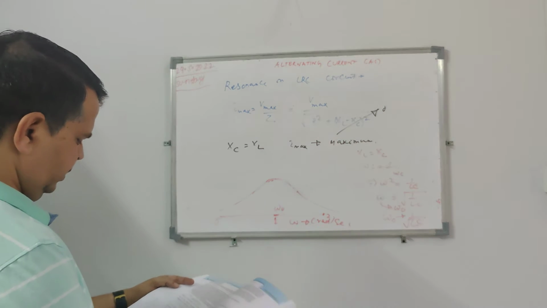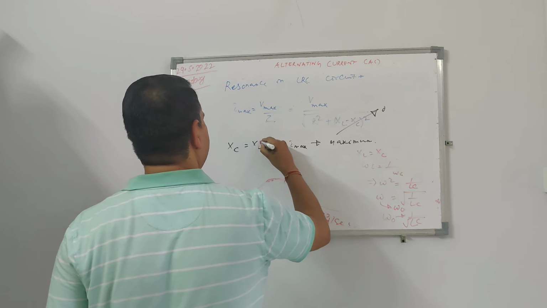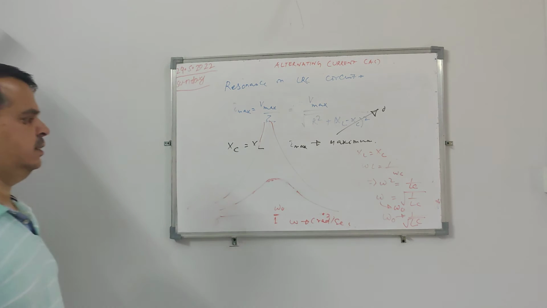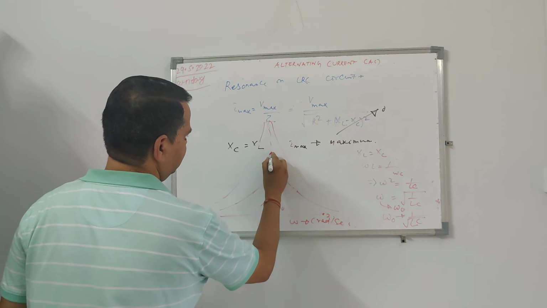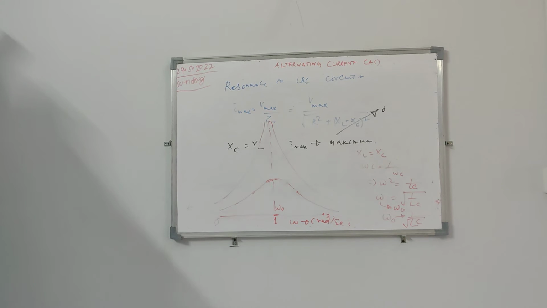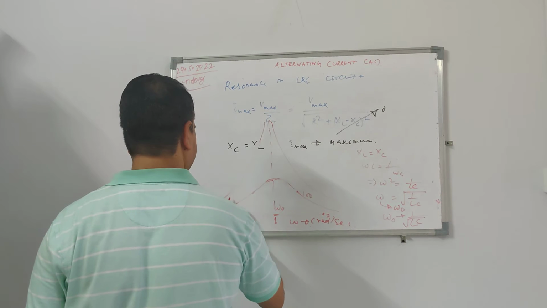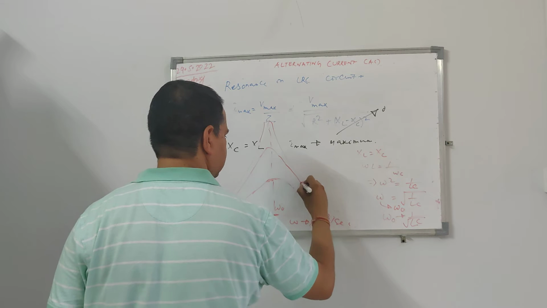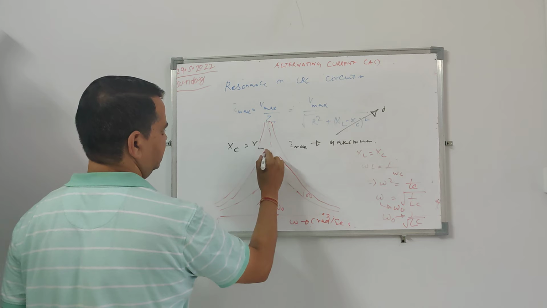When this happens, it will become a sharp curve like this, and finally it may become infinite also. So at omega 0, the current will become infinite. This is for 100 ohm. For 200 ohm, it will be something like this. The unit of impedance is also ohm; impedance is ohm, reactance is ohm, everything is ohm.